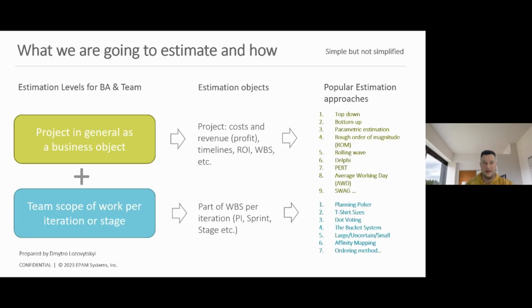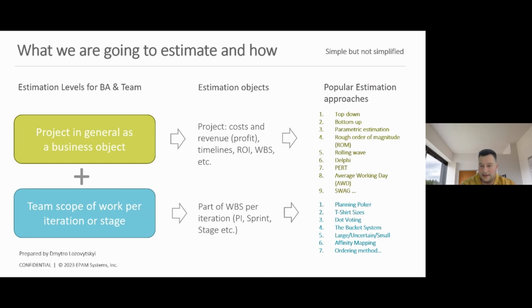Don't forget about that. What we are going to estimate and how. Yeah, this is the main question about techniques, etc. So what we're going to estimate, and how we're going to estimate it. First of all, we're going to estimate a couple of things during our project life, and we need to understand that we have different estimation approaches for different levels. The first level is the project in general as a business object.